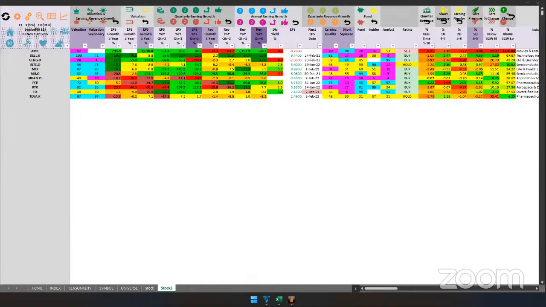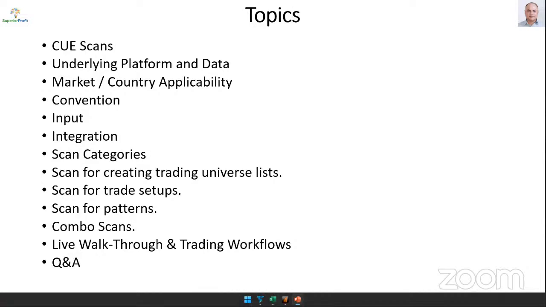We covered all the topics today. Let's go back to the topics slide. We looked at the different uses of QScans, underlying platform and data, different for TradeStation and Metastock. Market country applicability, Q Global, applicable to all global markets, all countries. Q Elite, usually used only for the USA market. Convention, full capital scan name means it is trade setup, not full capital is pattern scan or trading universe scan.